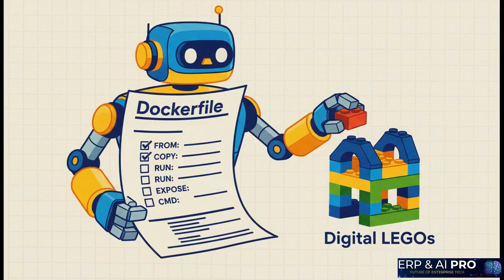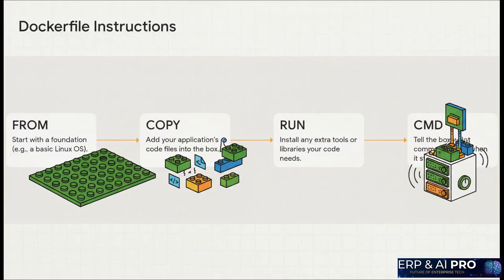Everything starts with a simple text file called a Dockerfile. Seriously, this little file is the master plan. Think of it like a step-by-step instruction manual you'd give a robot to build your perfect Lego model. And each line in that file tells Docker to do something very specific. You start from a base, kind of like your main Lego board. Then you copy your own code files onto it, like adding your custom bricks. You run some commands to install other tools you might need. And finally, you give it a CMD, which is just telling the finished model what to do when you press the on switch.